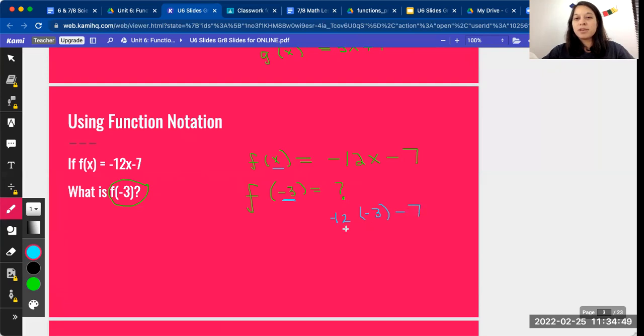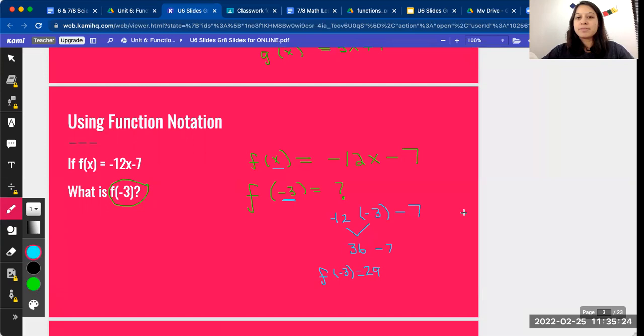Okay, now you're just solving it. What's negative 12 times negative 3? Remember, order of operations. You have to do your multiplication first. Negative 12 times negative 3 is 36. And then what's 36 minus 7? That is 29. So f of negative 3 is 29. Like I said, this looks all complicated, but really all it's telling you to do is plug in negative 3 for x. When you do that, you just solve it like you already know how to do.